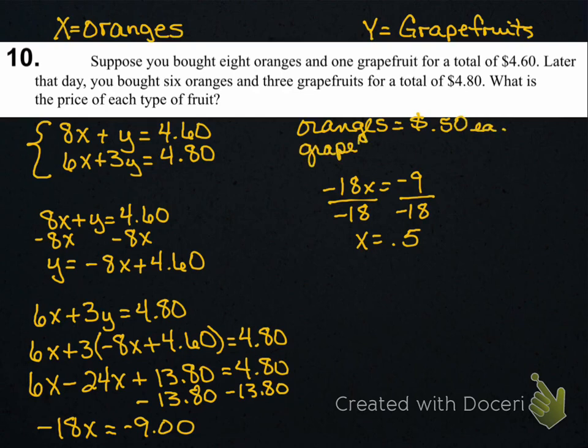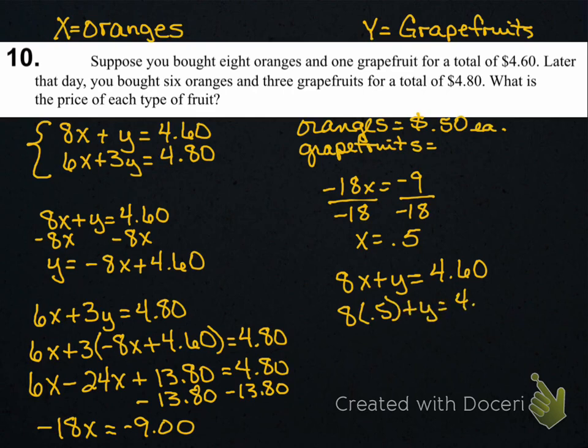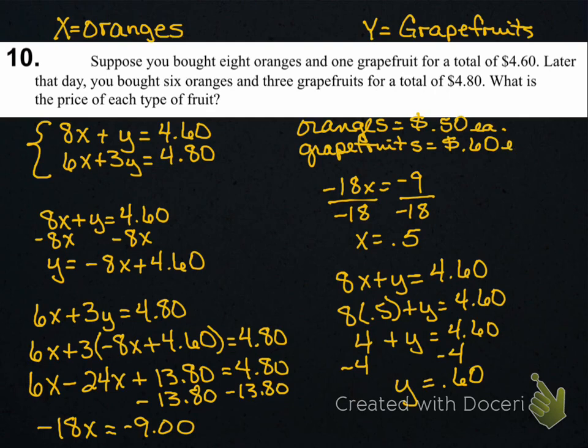Now let's look and see how much grapefruit are. I'm going to plug back into my first equation. So 8x plus y is $4.60. 8 times 0.5 for oranges plus the grapefruit is $4.60. 8 times 0.5 is $4 plus y is $4.60. I'm going to subtract that $4. So y is equal to 0.6 or 60 cents. So grapefruits are 60 cents a piece.